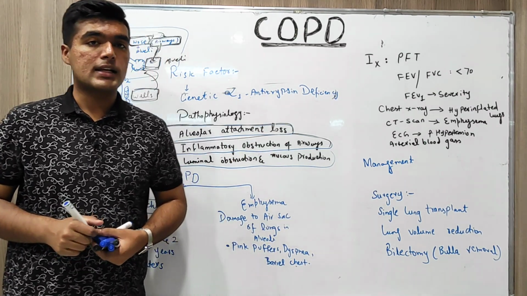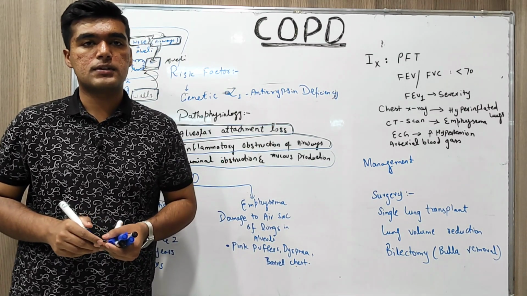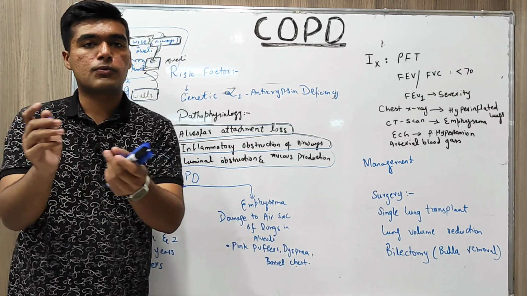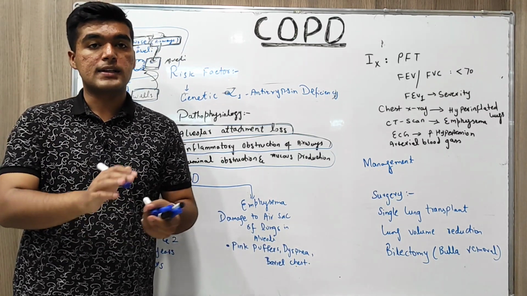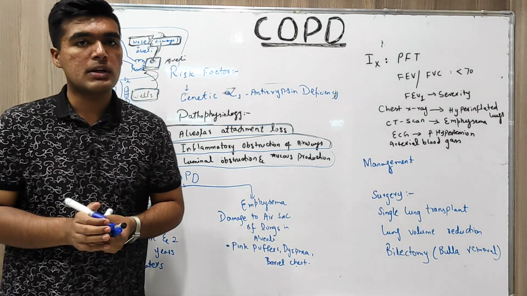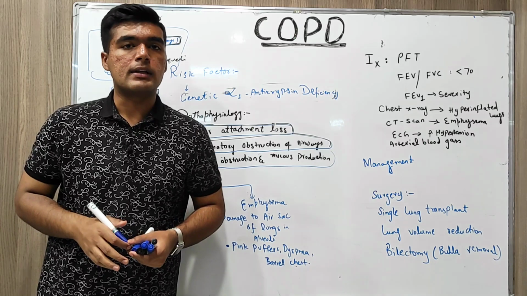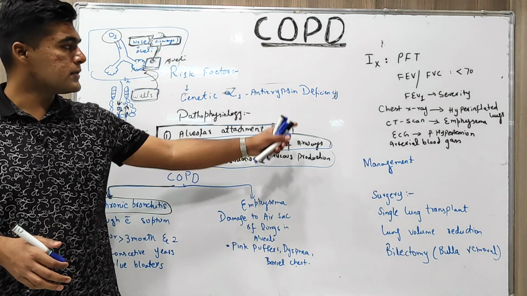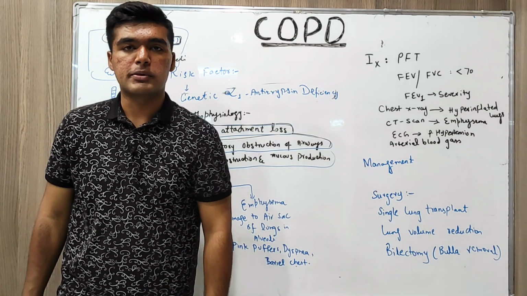And third is genetic: alpha-1 antitrypsin deficiency. What does alpha-1 antitrypsin do? It protects the lungs from inflammation and related conditions, and it basically plays its role as an anti-neutrophilic, and ultimately protects the lungs from proteolytic activity. So if a deficiency of alpha-1 antitrypsin takes place, we have a chance of developing COPD.